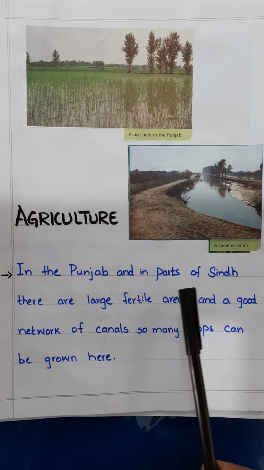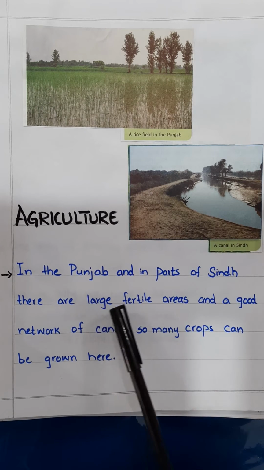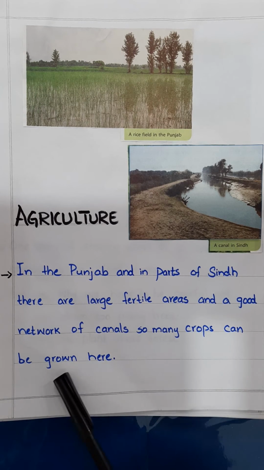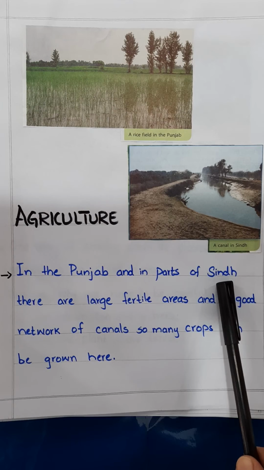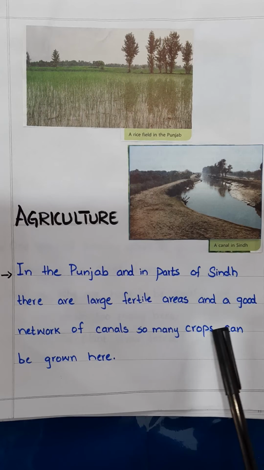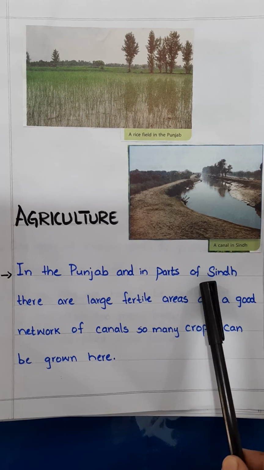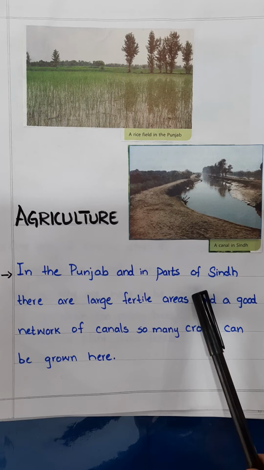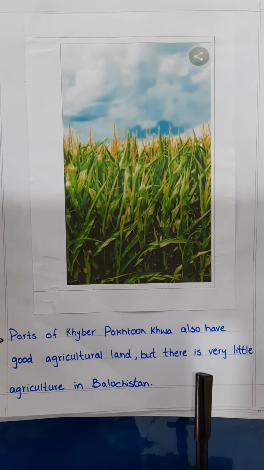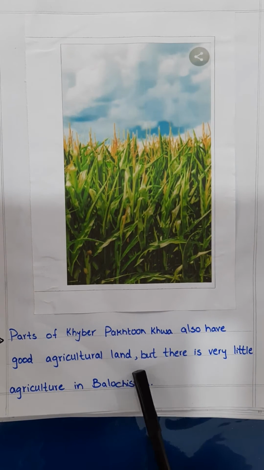In the Punjab and parts of Sindh, there are large fertile areas and a good network of canals. So many crops can be grown here. Punjab and Sindh are the two provinces where most of our agriculture is done. These are the most fertile areas of Pakistan. Parts of Khyber Pakhtunkhwa also have good agricultural land, but there is very little agriculture in Balochistan.